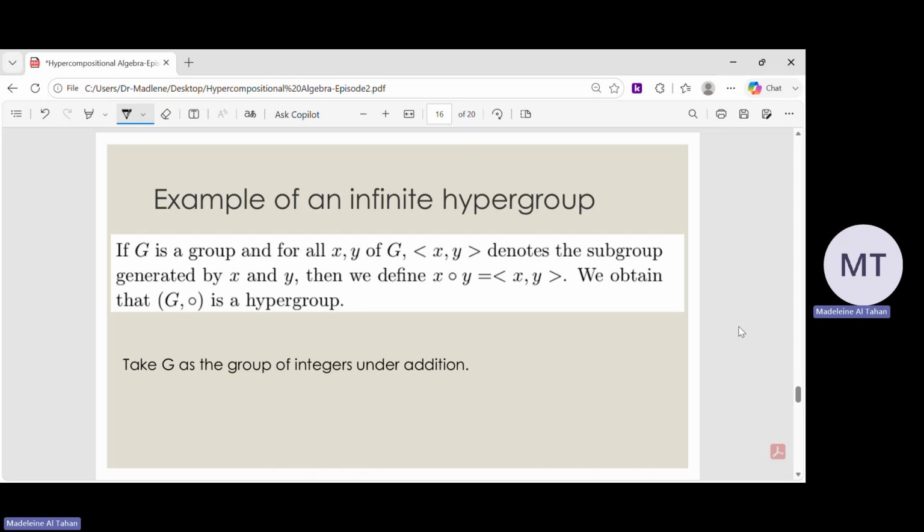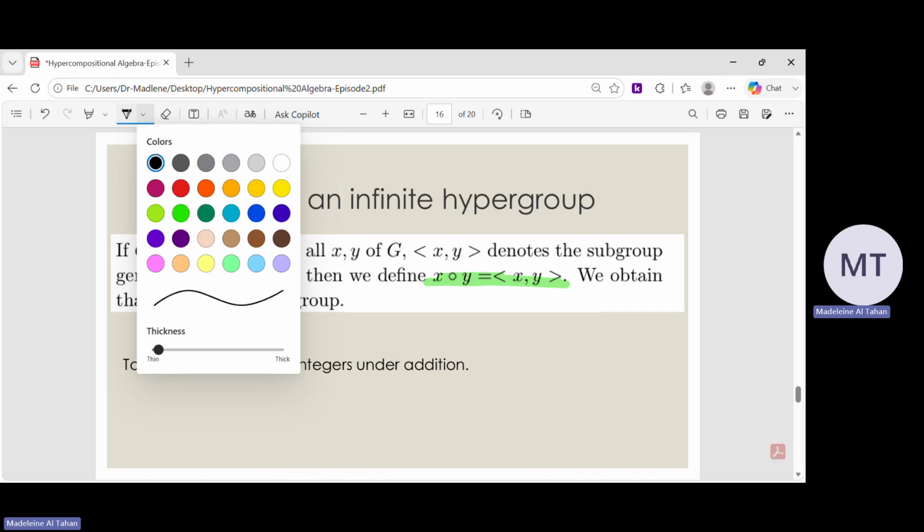So far, we gave finite examples. Now we'll give an infinite example. This example that I took is from one of the most important books about hypergroups, specifically polygroups and related systems. Starting with a group, we can define a hyperoperation, the subgroup generated by x and y. I will give a particular example when G is the group of integers under addition.